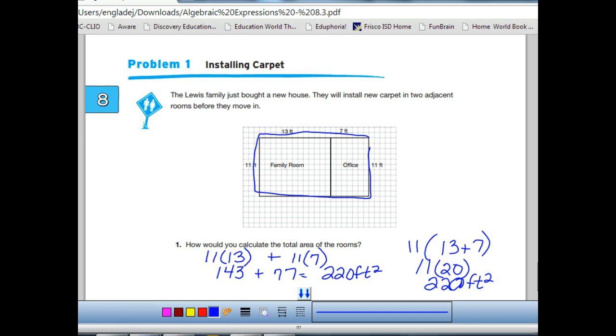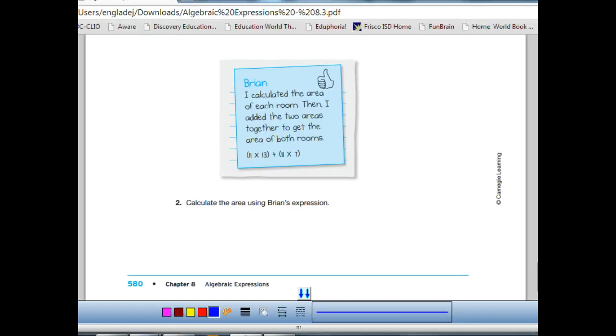Okay, now let's take a look at Brian. Brian said, I calculated the area of each room, then I added the 2 areas together to get the area of both rooms. So that was the first way I explained to you, right? Here's the area of the living room, here's the area of the office, and so together make 143 plus 77 equals 220 square feet. So if you don't have that written down, write that down right now.